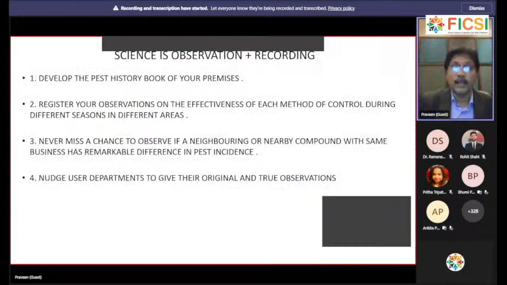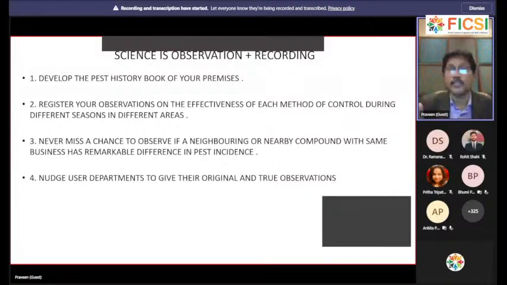And I believe to achieve many of these results, I find four things missing, and I'm emphasizing these four things as the modern era of pest control management in this country. Please develop in every organization the pest history book of your premises, because pests follow a particular behavior. It is like animal behavior studies. By recording the history of pest incidents, what you did, and whether you were able to control them, you will come out with great inferences. It can be very raw, but you will definitely arrive at better conclusions by doing it.